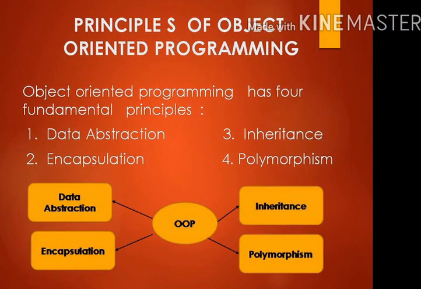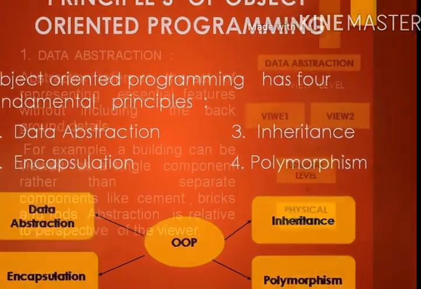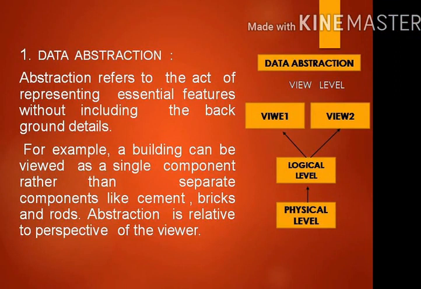The next slide is about principles of object-oriented programming. Object-oriented programming has 4 fundamental principles. Number 1, data abstraction. Number 2, encapsulation. Number 3, inheritance. Number 4, polymorphism.